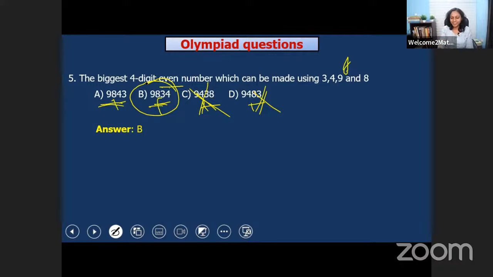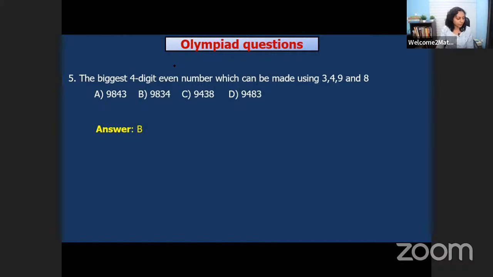9834. Okay, so did you understand? Whenever you have an even number, just notice the question always. Biggest number, and here also an even number too. Sometimes children just don't notice the question properly, so always read the question the proper way. Okay, so let's move on. Let's solve one more question.